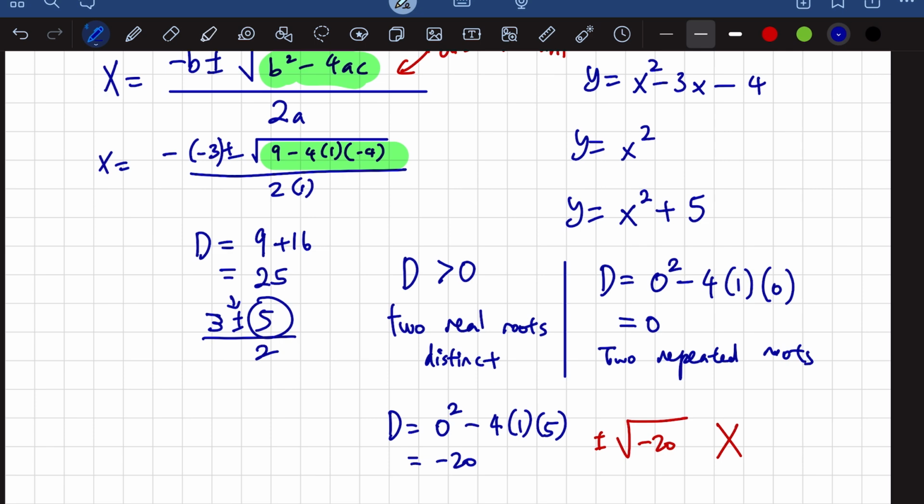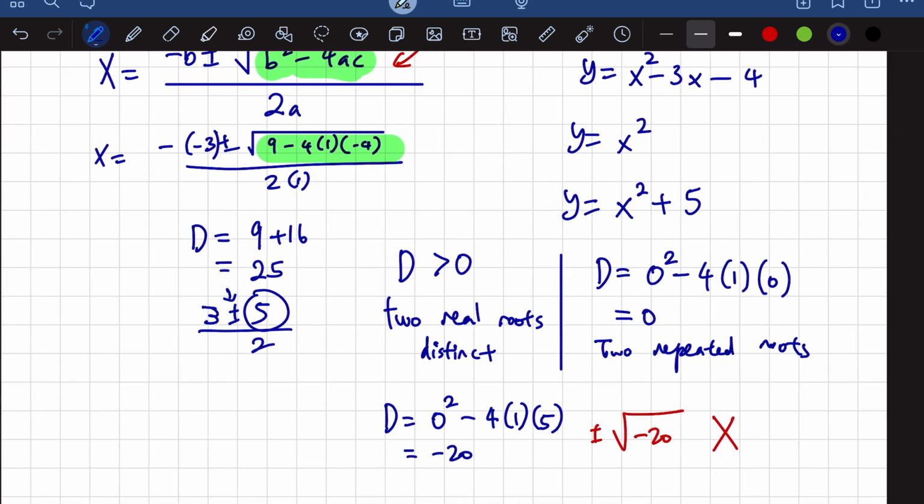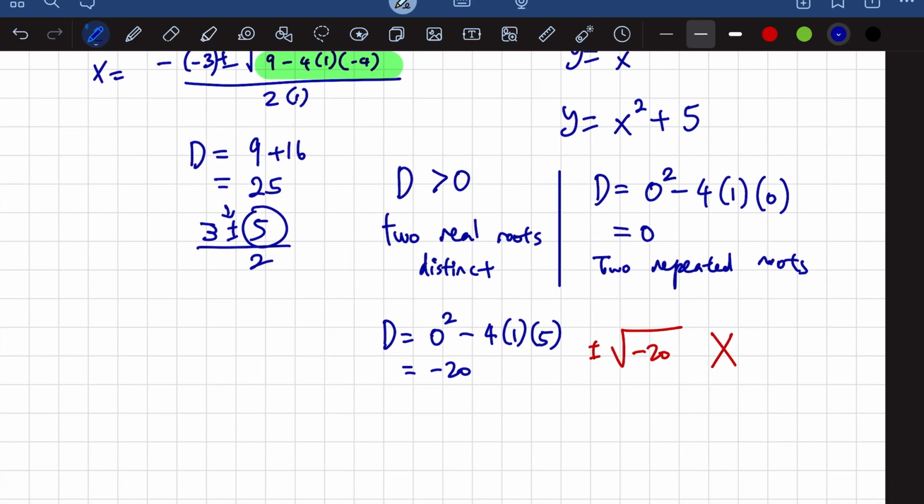So, would it be possible for you to get any x solution? The answer is no. Because you can't even square root negative 20 to proceed with the quadratic formula. So, in such a situation where your discriminant is a negative value, you can't find the x values, which indicates to us that there are no real roots to be found. And this only happens when your discriminant is less than 0. So we say there are no real roots.